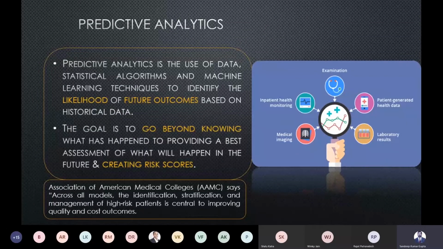So how we can use this? We can use this to identify and create some sort of strata. The focus should be more on high-risk patients vis-a-vis the other lot, so that we can deploy resources accordingly, and definitely in that way we can save cost. So that's the wonderful use of predictive analytics to save cost and improve the quality.